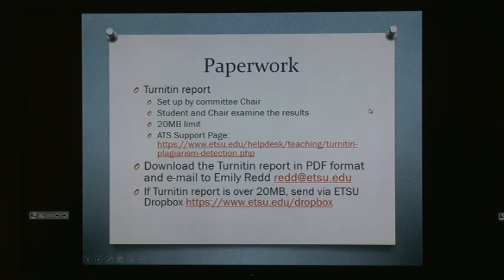If the report itself is over 20 megabytes, this is the magic number, you can send it to me via ETSU Dropbox. I do have a Google Drive account, but that's a personal account. I mean, there are other ways you can get it to me, but this is something we all have access to. So if your chair needs to get it to me and it's too big, you can go to the ETSU Dropbox and send it that way.